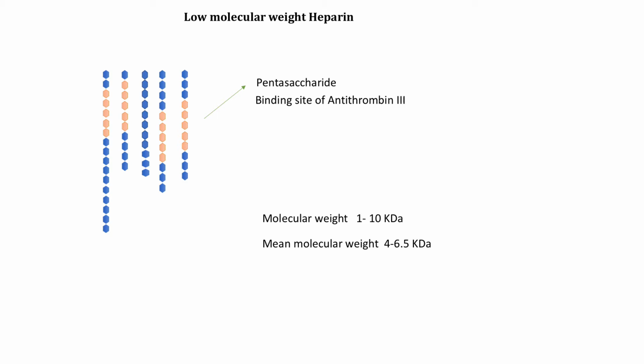Like unfractionated heparin, to be functionally active, low molecular weight heparins also need to have the pentasaccharide sequence, that is, the binding site of antithrombin. As polysaccharide chains of low molecular weight heparin are smaller and have more uniform size, absorption after subcutaneous injection is more predictable. It results in better bioavailability after subcutaneous injection, and it also results in predictable anticoagulant effects.